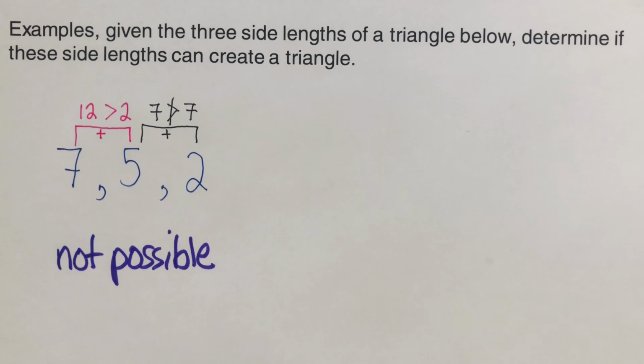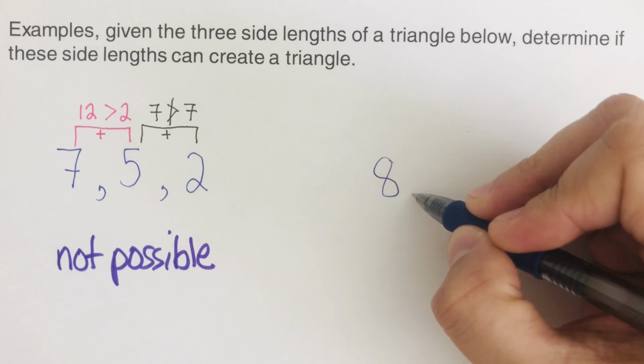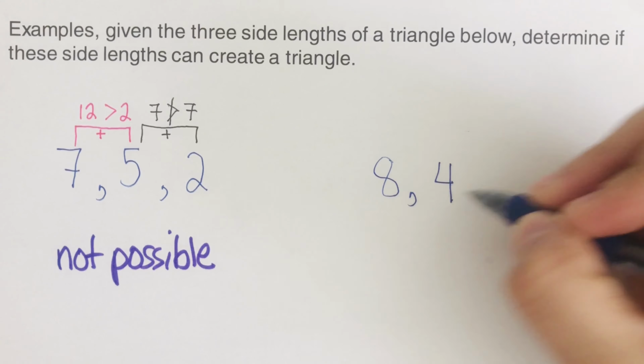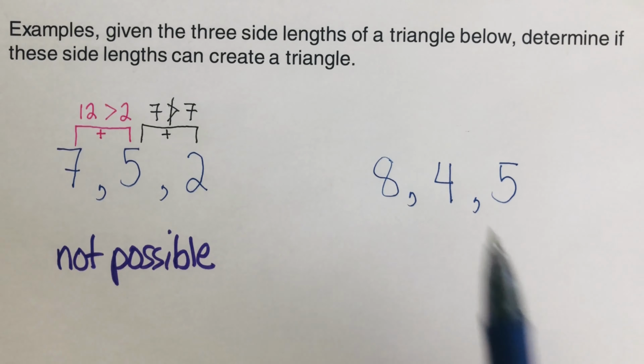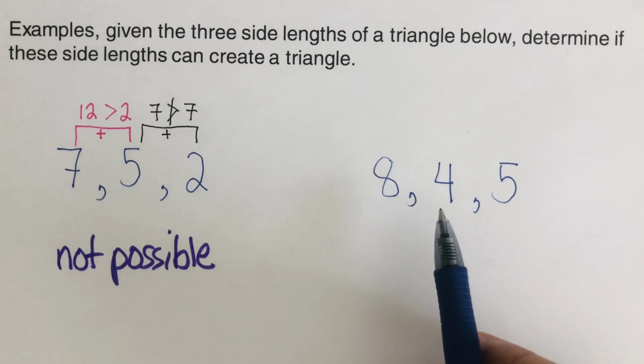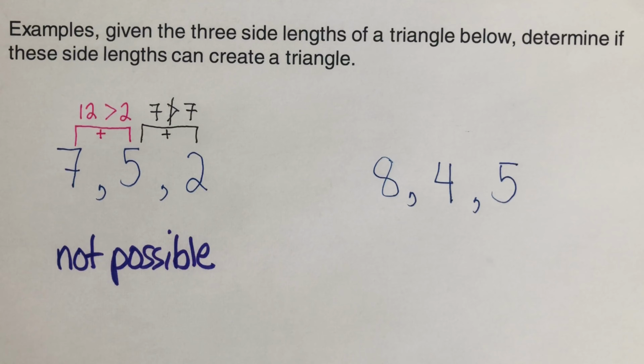Now let's move on to the last one. I'd like you to try this one out again. We have 8, 4, and 5. These are the side lengths. Are these side lengths able to create a triangle, or is 4 way too short? I'll give you time to do it on your own, and when you're done, unpause it and check your answer.